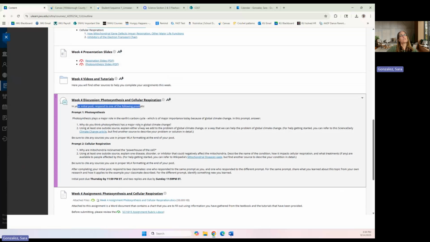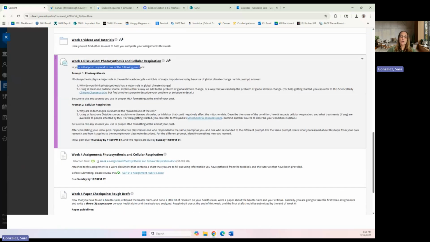So why do you think photosynthesis has a major role in global climate change? And using an additional outside source, not our textbook or any of these resources, an outside source, you can explain a way we add to the problem of global climate change, or a way that we can help the problem of global climate change. Science Daily is a great one. They have an article here, and make sure you cite any references you use.